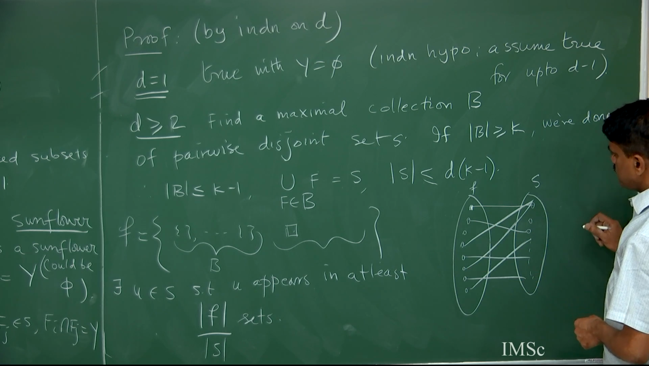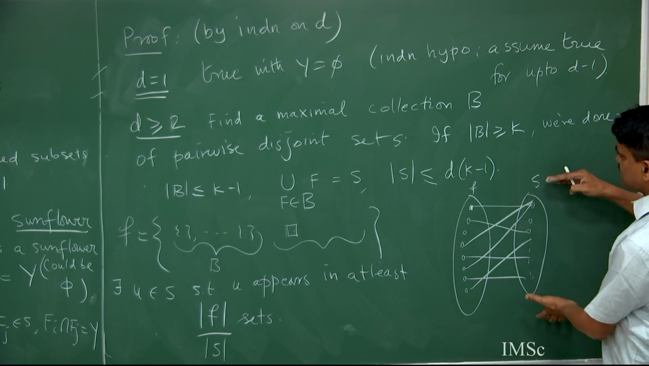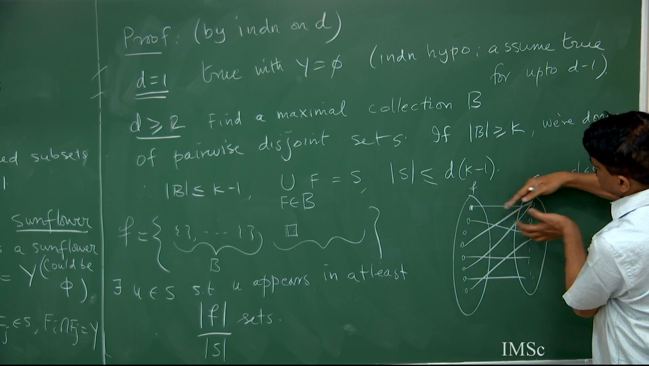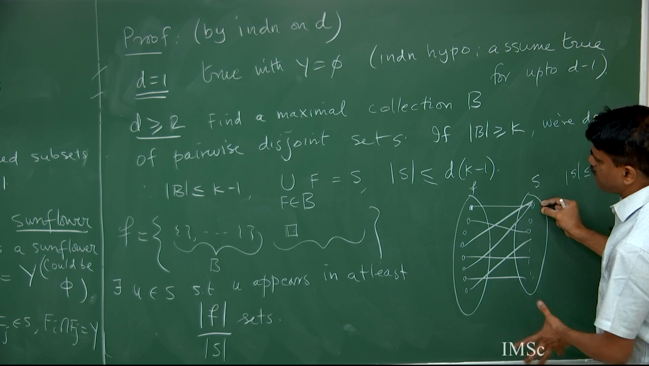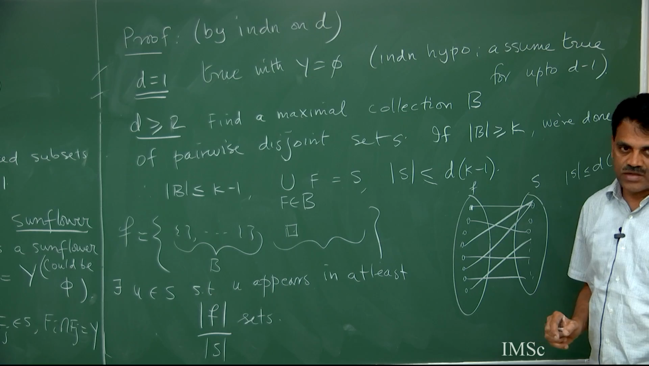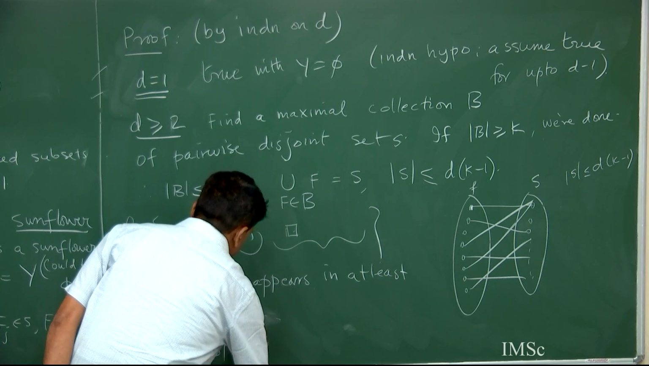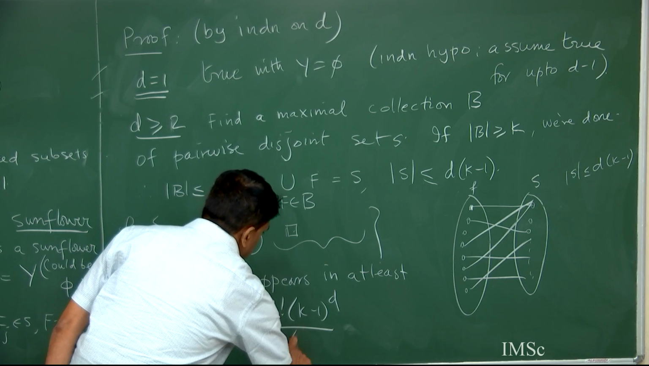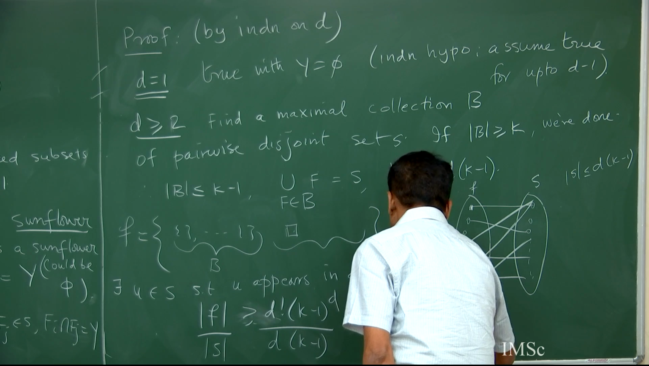So now, see, F is very large, right? F is at least d factorial into k minus 1 power d, whereas this S is small, right? So a lot of sets get mapped to one element. So there exists an element that gets mapped by at least that many sets. That means there exists an element of S that appears in at least that many sets. Okay, what is this number? Since cardinality of F is greater than or equal to d factorial into k minus 1 power d, and cardinality of S is at most d into k minus 1, this is equal to d minus 1 factorial into k minus 1 power d minus 1.